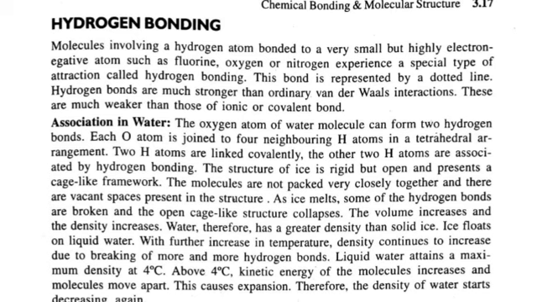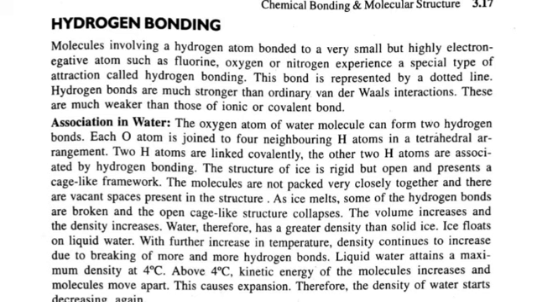You can see here hydrogen bonding. You know very well, the molecules involving a hydrogen atom bonded to a very small but highly electronegative atom such as fluorine, oxygen or nitrogen experience a special type of attraction called hydrogen bonding. This bond is represented by a dotted line. Hydrogen bonds are much stronger than ordinary van der Waals interactions, but much weaker than ionic or covalent bonds.